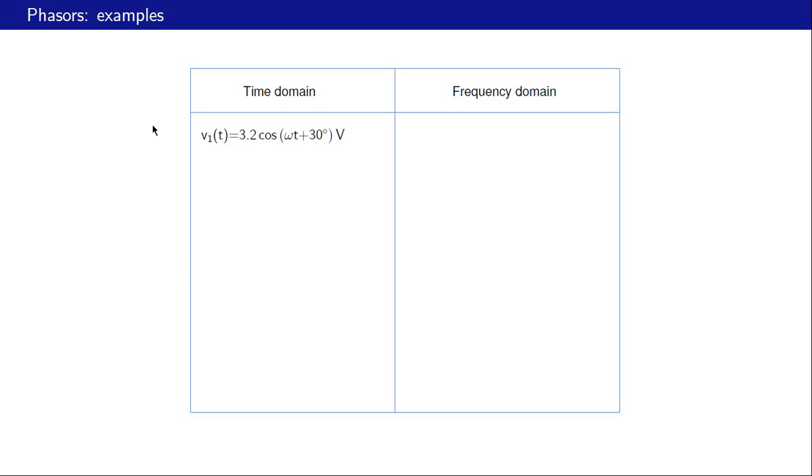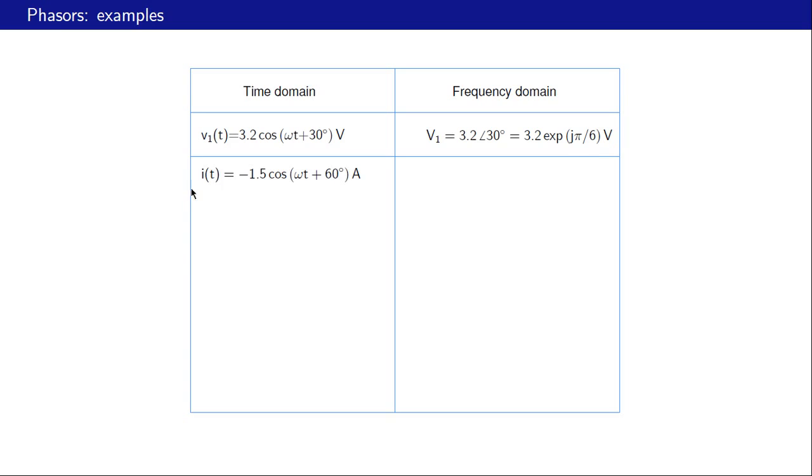Let us now take a few examples to see how something can be represented in the time domain and in the frequency domain. Here is a voltage V1 of t, 3.2 cos (omega t plus 30 degrees) volts. We can write this in the phasor form. The magnitude is 3.2 and the angle is 30 degrees. So that is what the phasor looks like, 3.2 angle 30 degrees. We can also write that as 3.2 e raised to j pi by 6, because 30 degrees is the same as pi by 6 radians.